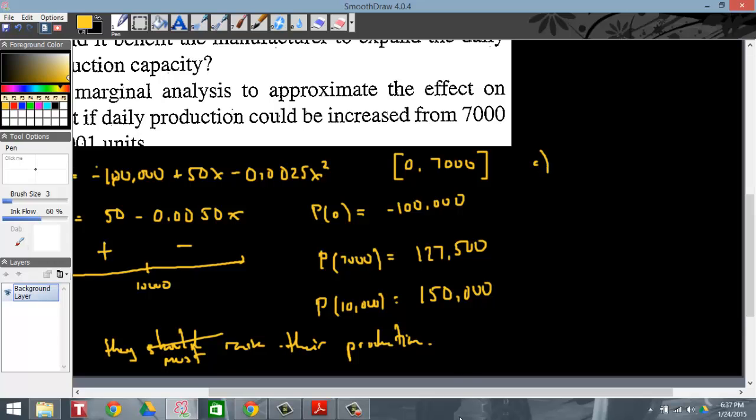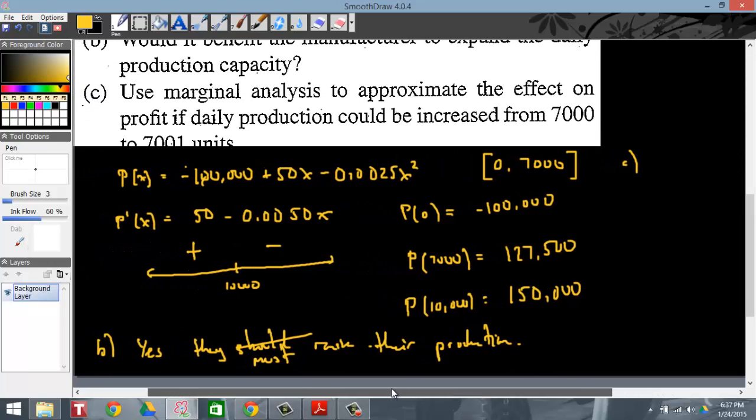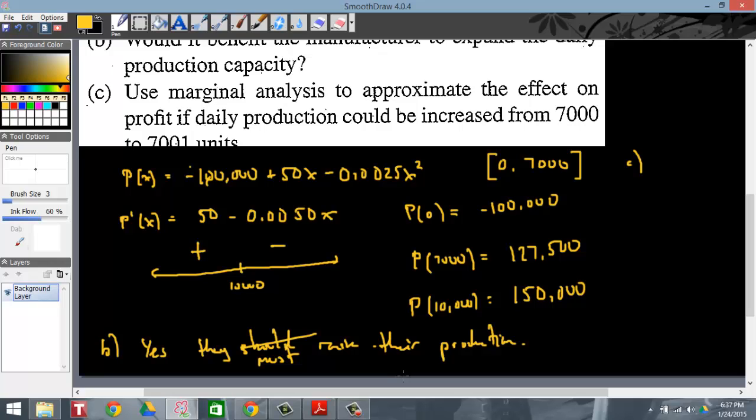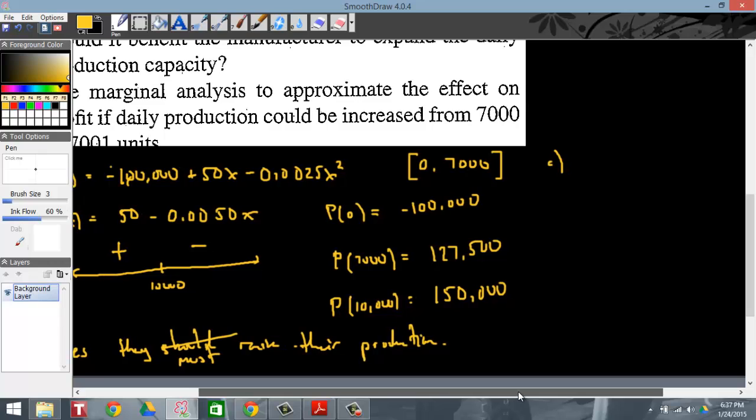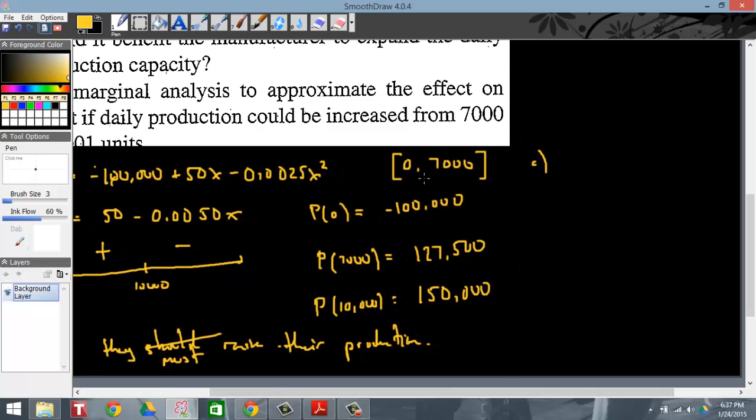Okay, part C here talks about something called marginal profit. Now, if you look in the book, marginal profit is used to determine how much money they're making per unit. So that's why they specifically ask the effect on the profit if they increase production from 7,000 to 7,001. What we're basically doing is finding out how much money they would make per unit past 7,000. So we know that P of 7,000 is equal to 127,500. So 127,500 is going to be the amount subtracted, and we're going to subtract that value from P of 7,001.